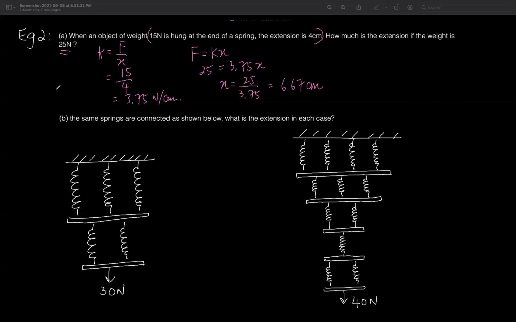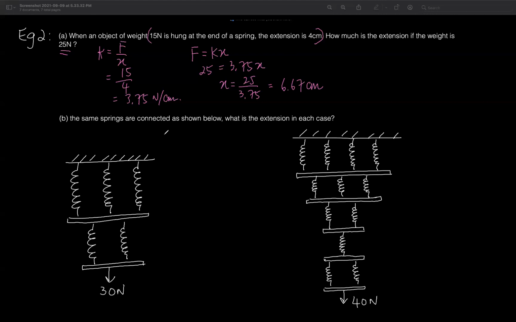Okay, then part B. The same springs are connected as shown below. What is the extension in each case? So we use the same spring and we do this connection. What is the total extension?